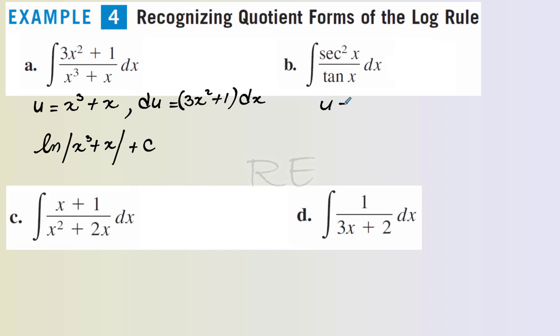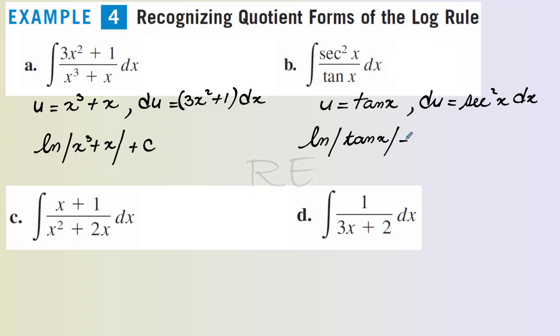If u is equal to 10x, du will be secant squared x dx, exactly the numerator of the integrand. So our answer is ln the absolute value of 10x plus c.